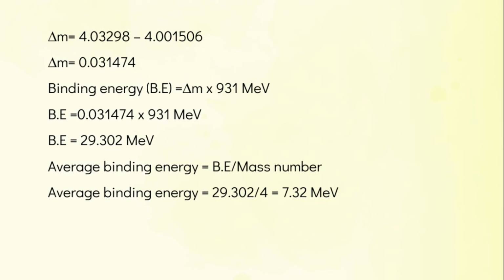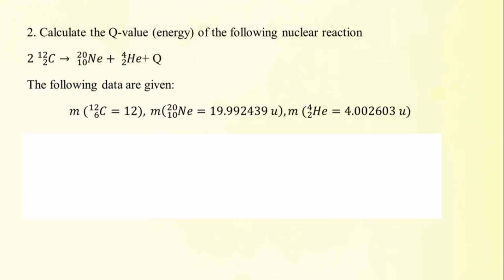Now let us look at another question. Here we are asked to find the Q value or energy of the following nuclear reaction. So look closely at the reaction we have here. There are 2 carbon atoms. This is the reactant because it is on the left hand side and it is undergoing certain changes. It is getting divided into neon and helium, with some release of energy.